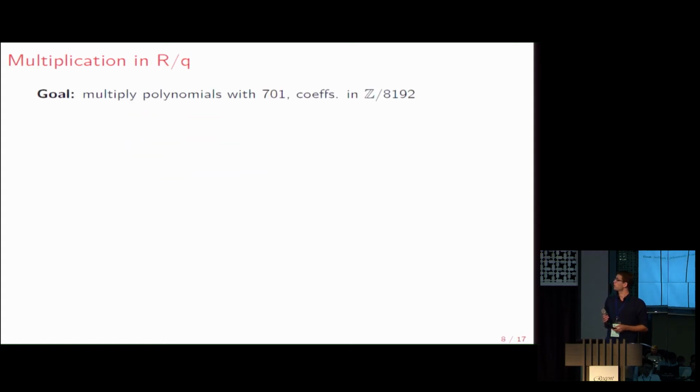So the first, we're going to do multiplication in R. And for those of you who don't really recall what R was again, basically picture it as polynomials with 701 coefficients. And all the polynomials are mod 2 to the 13. So these are nice binary coefficients. Or well, not binary, but to some power of 2. And this means that they fit nicely in vector registers. Because these are 2 to the 13, they fit nicely in 16-bit words in a vector register.